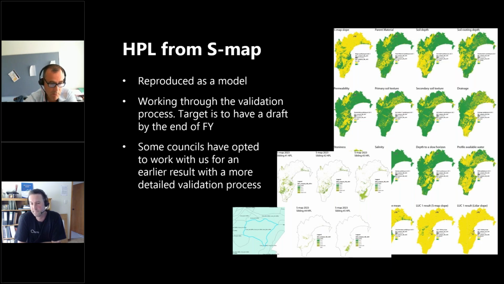So each SMAP map unit can have up to 5 different siblings, therefore up to 5 different LUC classifications and different levels of dominance. At the moment, we're working through the validation process. The target is to have a draft by the end of the year. And we're working with some councils who have opted in for a more detailed validation, for better quality and analysis.